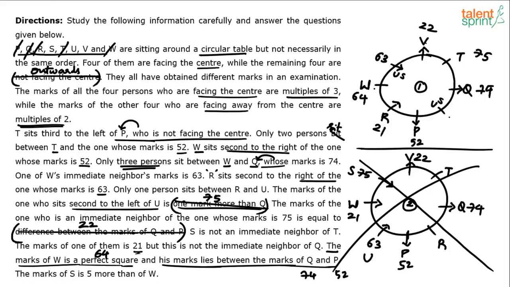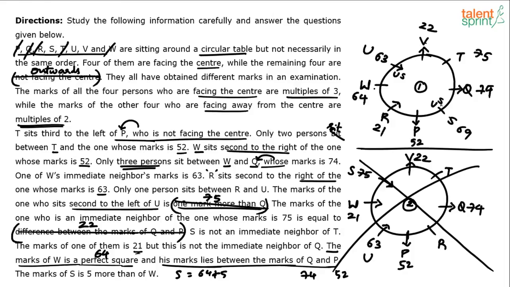Marks of W are 64. The marks of S is 5 more than that of W. S has scored 5 more than W. So W has scored 64, and S will score 64 plus 5, which is 69. Can S come in this place? No, because this is 63. S cannot come here. There are only two possible places for S, either this or this. So S has to come here with 69 marks. And if S cannot come here, U has to go there.